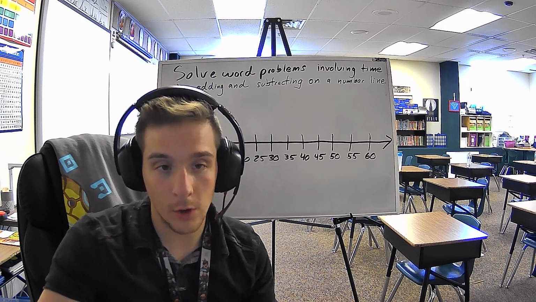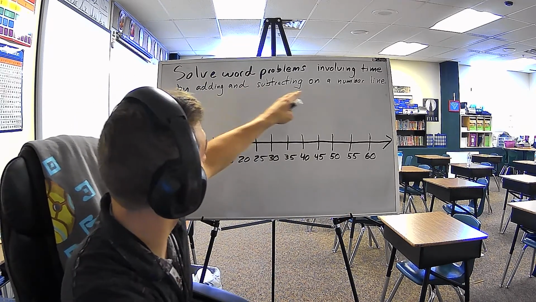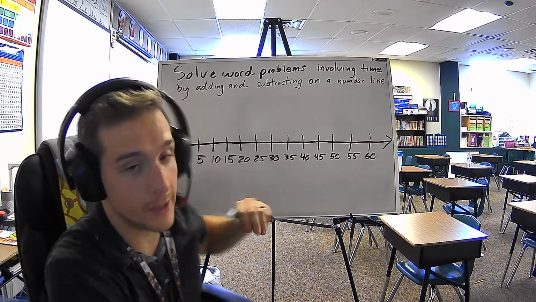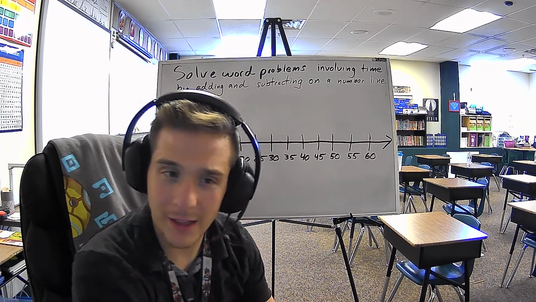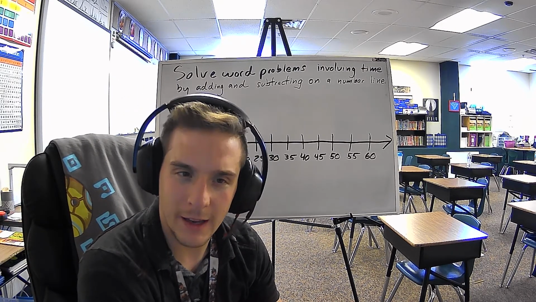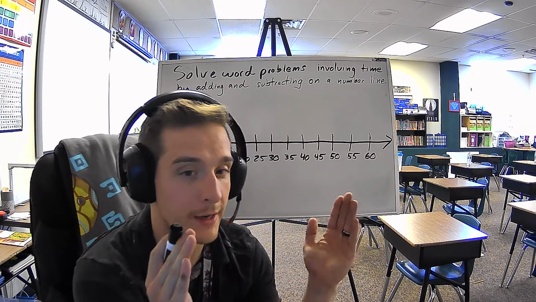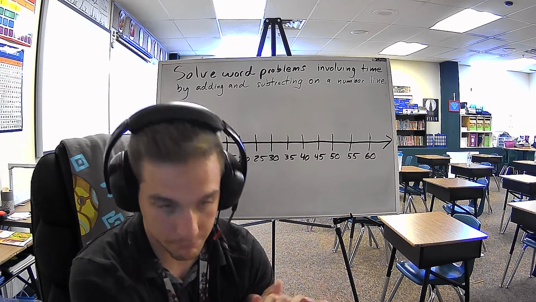So today we're going to be still using the number line to solve problems, and we're going to be doing word problems involving time by adding and subtracting on a number line. So same basic thing that we're going to be doing here, but this time we're taking it a step further in recognizing when you begin something and when you end it, and some comparisons. Anyways, we'll go ahead and jump into it.